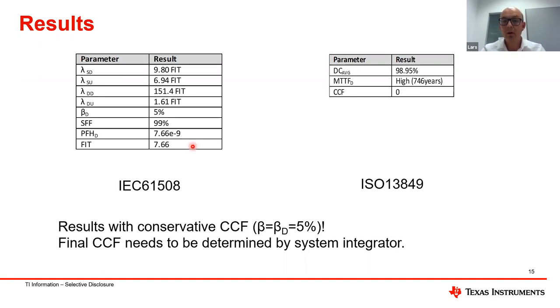And this is also the reason why I have the common cause failure of 0 here. I didn't populate this table because I didn't know. That's why in the calculation the common cause failure is 0 at the end. And this needs to be determined later by the system integrator. The system integrator has all the information about common cause factors, and the subsystem we are discussing here is at the end just a part of the entire system.